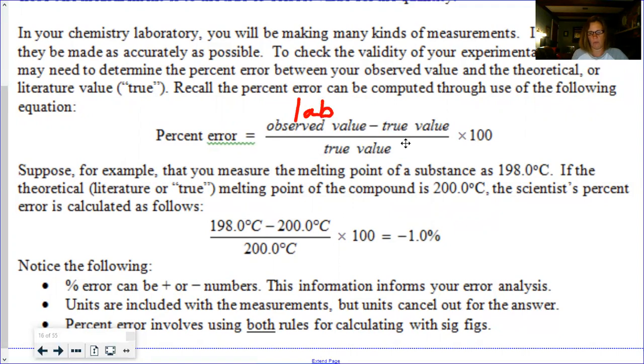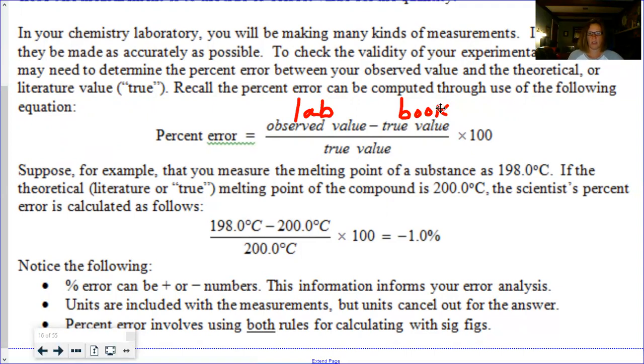Okay, so I just like to make a note right here that the observed value is what you get in the lab. What did you record? The true value is what the book says you should get. And by book, I mean any reference. It could be the internet, or it could be a book.